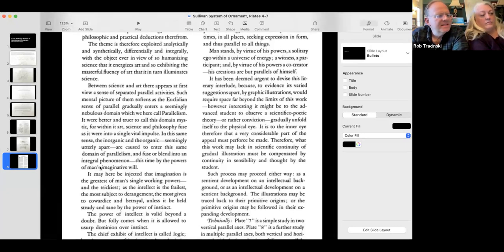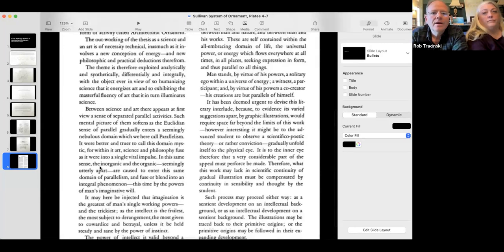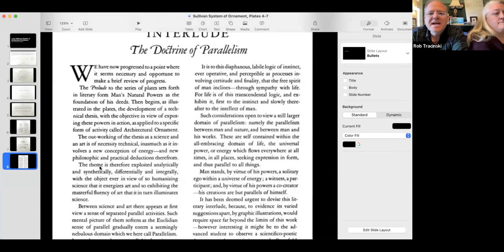The power of intellect is valid beyond a doubt, but folly comes when it is allowed to usurp dominion over instinct. The chief exhibit of intellect is called logic, but the processes of instinct involve a logic infinitely more subtle, much more powerful, because primordial. It is to this diaphanous, labile logic of instinct, ever operative and perceptible as processes involving certitude and finality, that the free spirit of man inclines through sympathy with life.